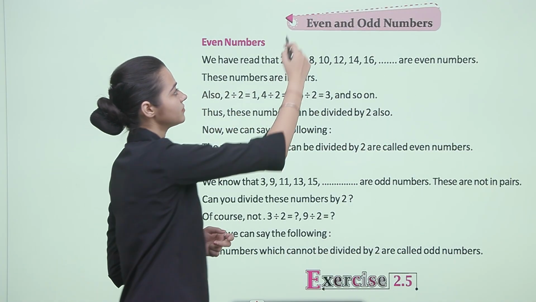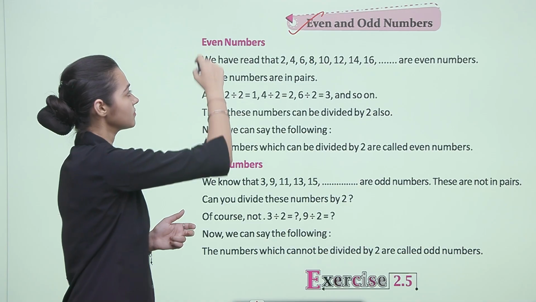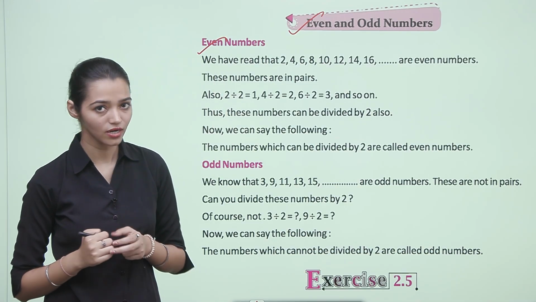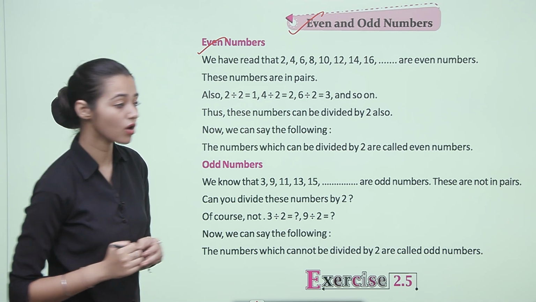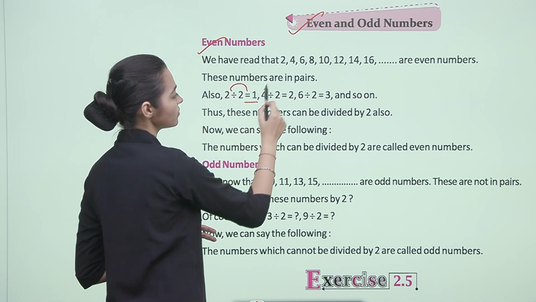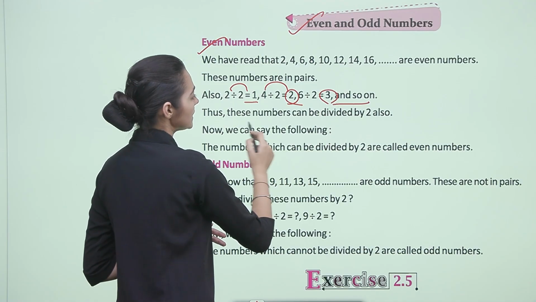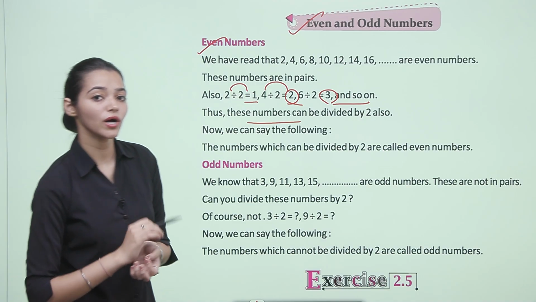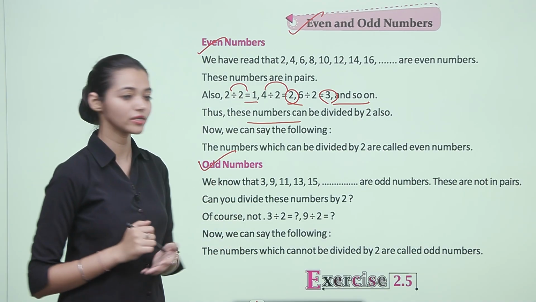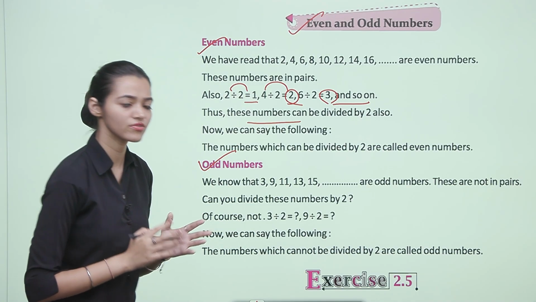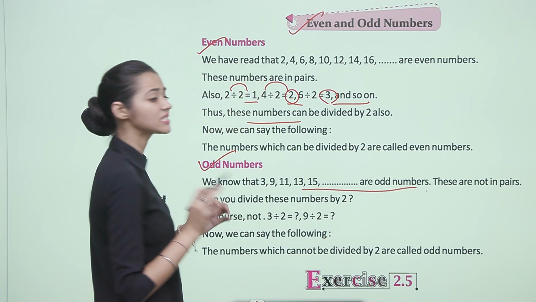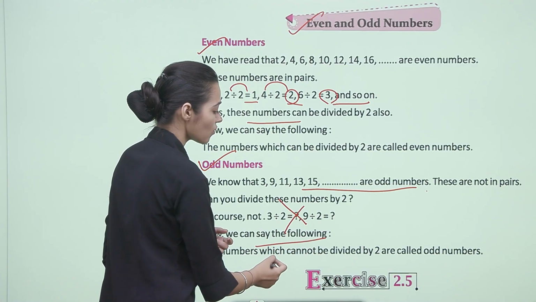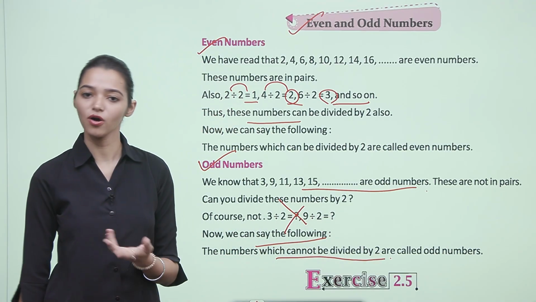Now let's look at the even and odd numbers. Even numbers, we have read that 2, 4, 6, 8, 10, 12 and so on are even numbers. All of these numbers are in pairs. 2 divided by 2 is 1, 4 divided by 2 is 2, and so on. These numbers can be divided by 2, or we can say that the numbers that are divisible by 2 are called even numbers. And here we have our odd numbers. Now we know that 3, 9, 11, 15, they all are odd numbers as they are not in pairs, and we cannot divide these numbers by 2. So of course the numbers which cannot be divided by 2 are called odd numbers.